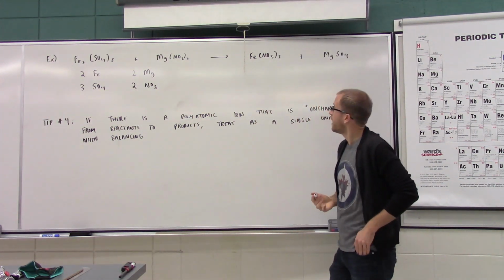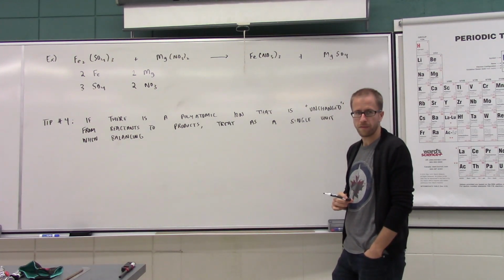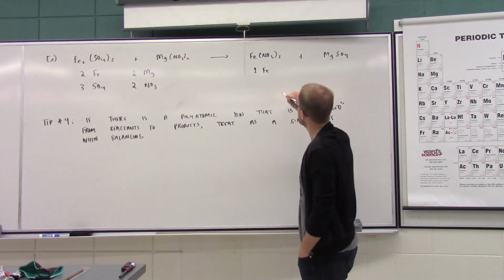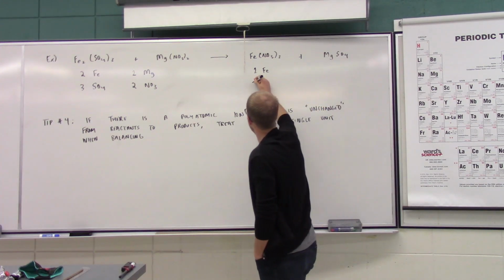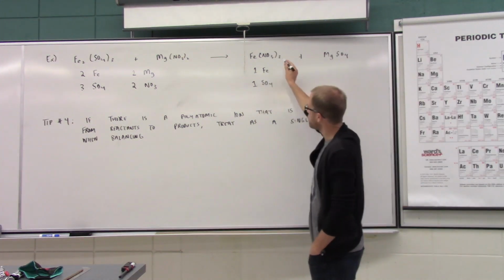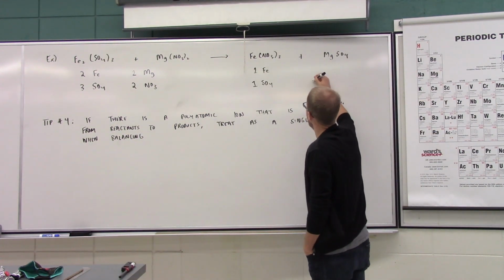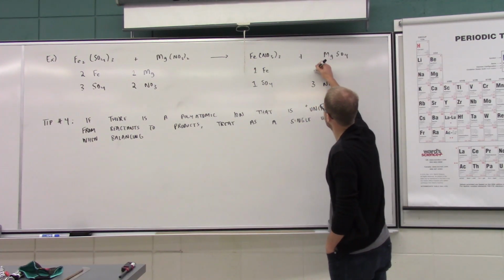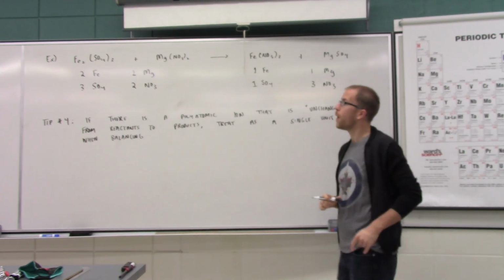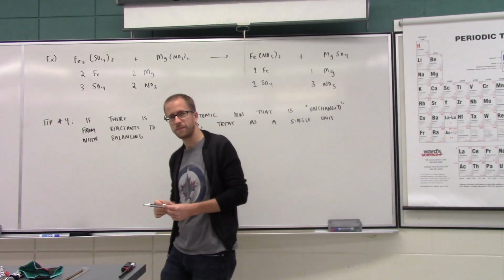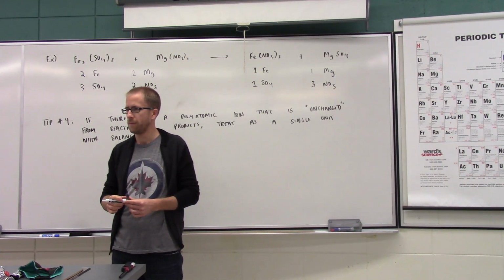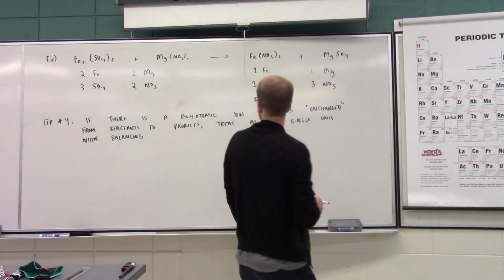We go to our product side now. How many irons do we have? We have 1. How many sulfates? We have 1. How many nitrates? We have 3. And lastly, how many magnesiums? We have 1. So, what is unbalanced? Everything except for magnesium.